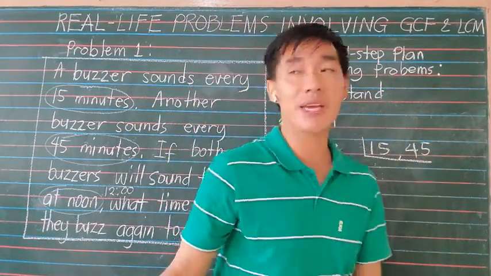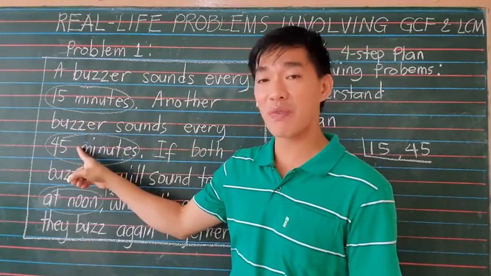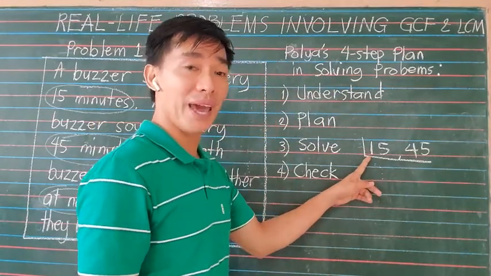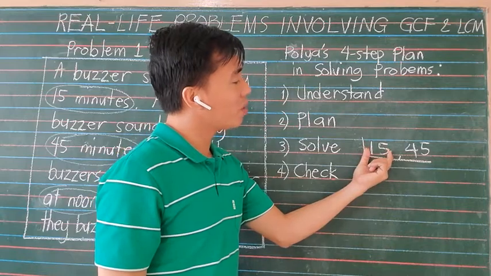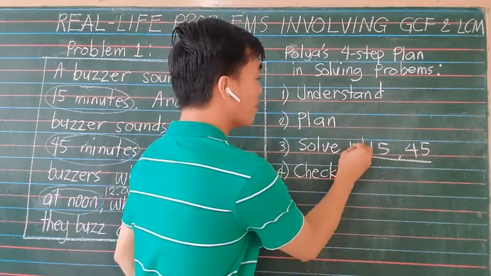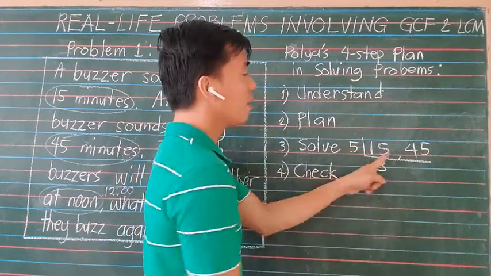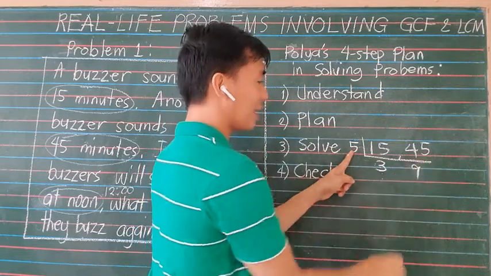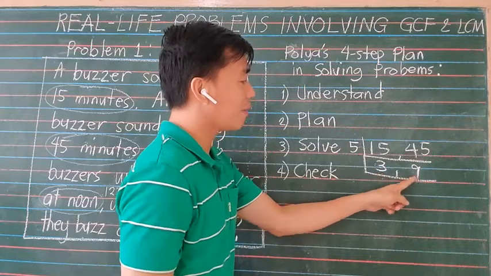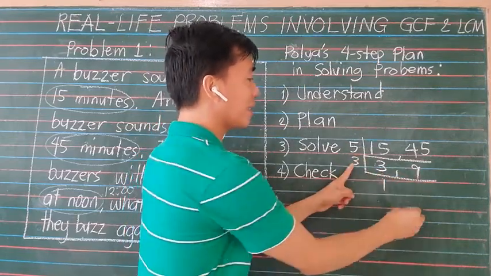Because our given here is 15 minutes for buzzer 1 and every 45 minutes for buzzer 2. Remember that if you are looking for the LCM, what numbers can divide 15 and 45? Obviously, they are both divisible by 5. 15 divided by 5 is 3. 45 divided by 5 is 9. Next, both numbers are still divisible by 3. 3 divided by 3 is 1, and 9 divided by 3 is 3.